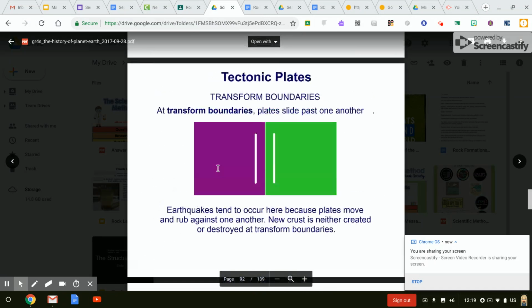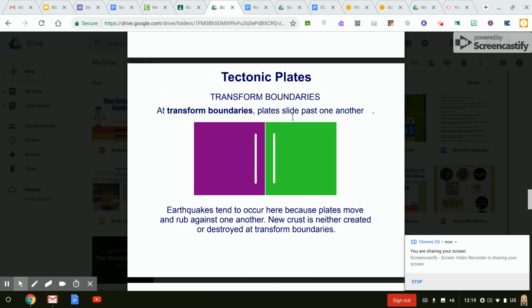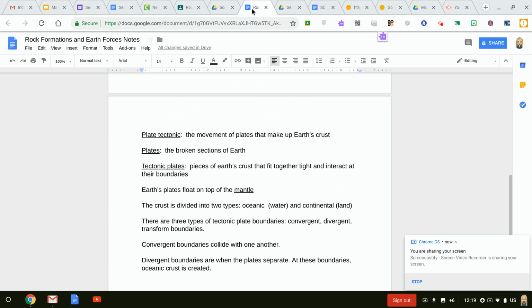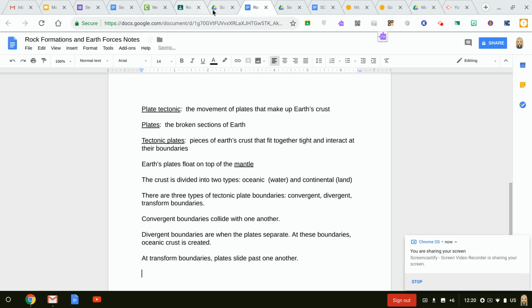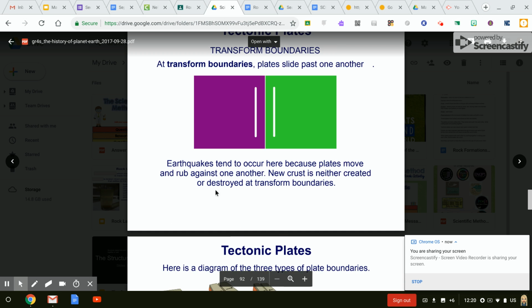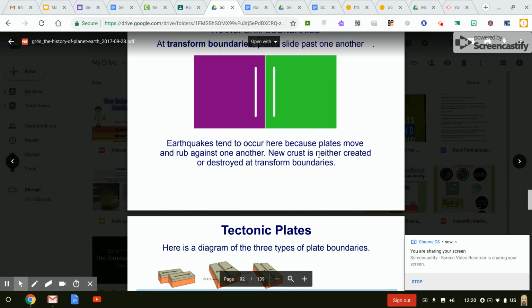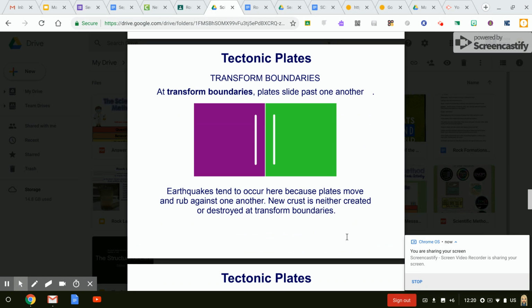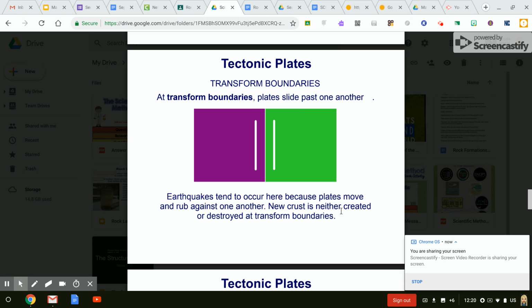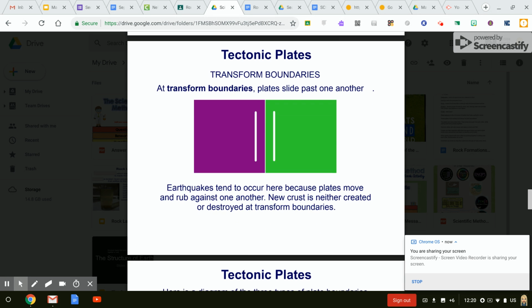And then finally, we have transform boundaries. This is where plates slide past one another. And this is where earthquakes tend to occur. So when those plates move and rub up against one another, new crust is neither created nor destroyed at these transform boundaries. This just causes that quake to happen.